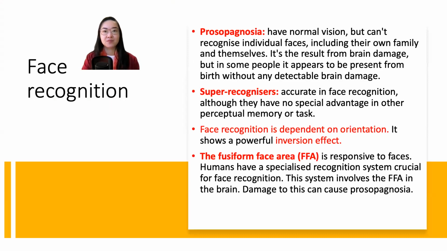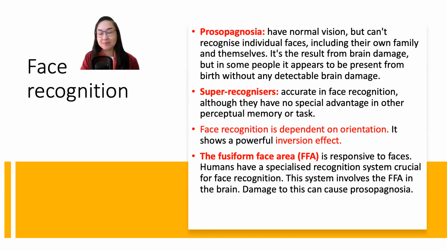Face recognition. Prosopagnosia: people have normal vision, but can't recognize individual faces, including their own family and themselves. It's the result of brain damage. But in some people, it appears to be present from birth without any detectable brain damage. Super recognizers are accurate in face recognition, although they have no special advantage in other perceptual memory tasks.